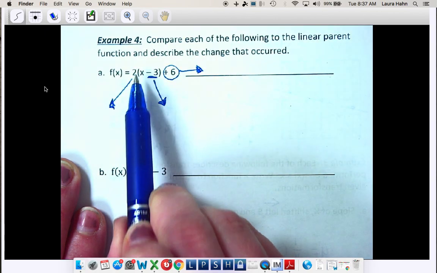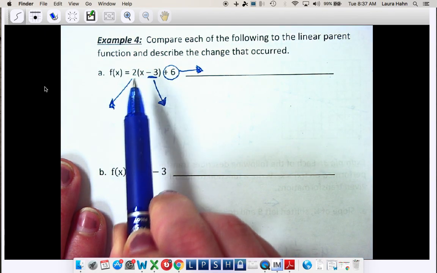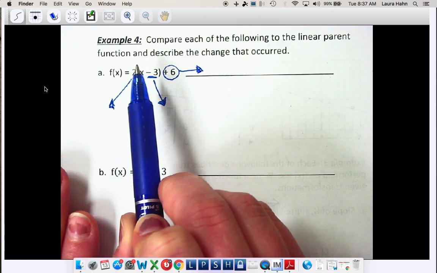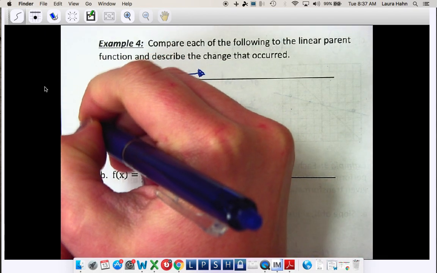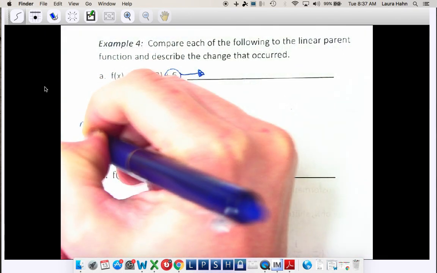Okay, well, this number out front is our slope, 2. 2 is greater than 1. Remember, if it's bigger than 1, it's going to become steeper. It's like someone is stretching it. So I'm going to put more steep. Steeper.